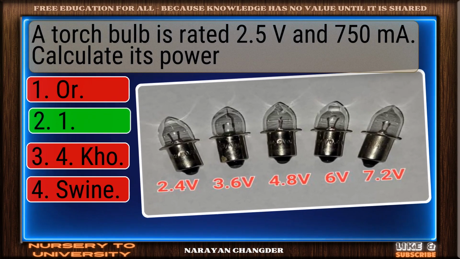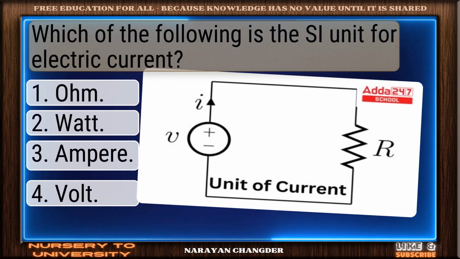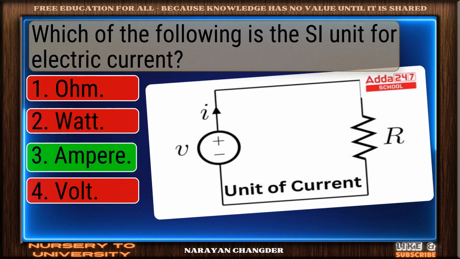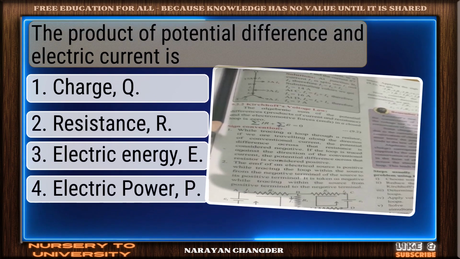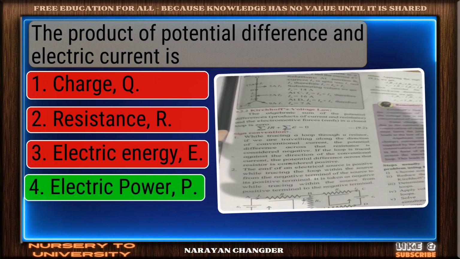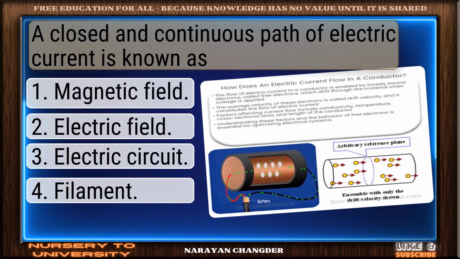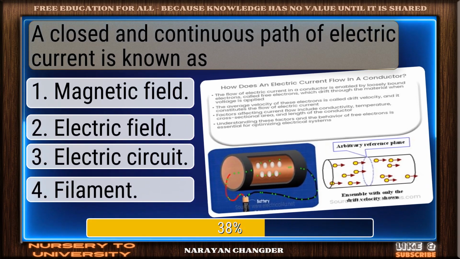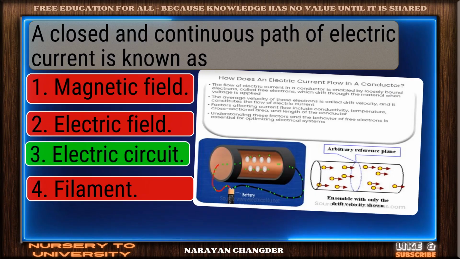Strong choice. One is right. Which of the following is the SI unit for electric current? Well done. Ampere is right. The product of potential difference and electric current is. Clear logic. Electric power P is sound. A closed and continuous path of electric current is known as. Perfect. Electric circuit is the one.